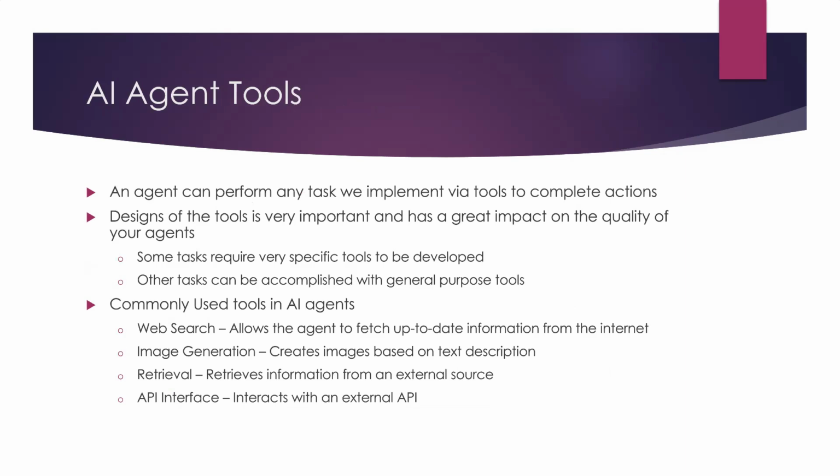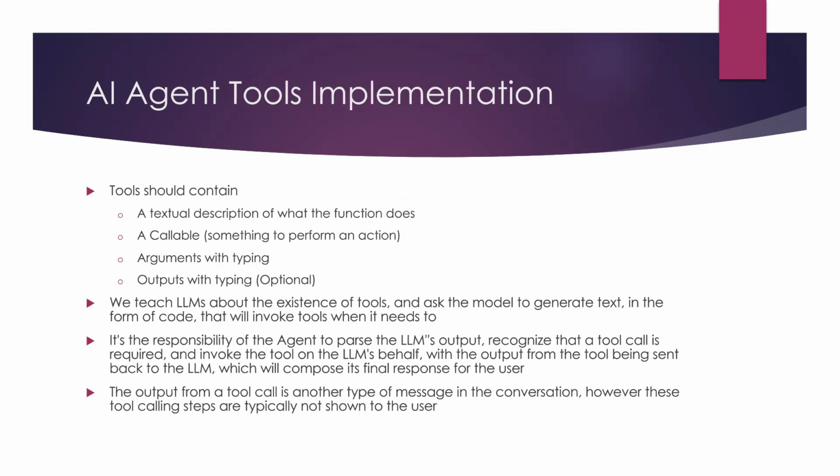Some tasks require very specific tools to be developed, while other tasks can be accomplished with general purpose tools. Commonly used tools in AI agents include web search, which allows the agent to fetch up-to-date information from the internet; image generation, which helps create images based on text descriptions; retrieval, which retrieves information from an external source; and API interface, which allows them to interact with an external API. Tools should contain a textual description of what the function does, a callable to perform an action, arguments with typing, and, as an optional component, outputs with typing.